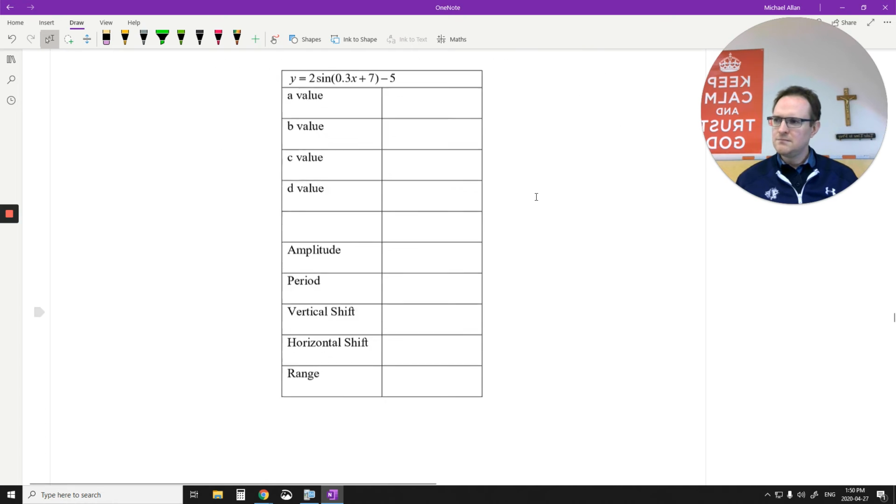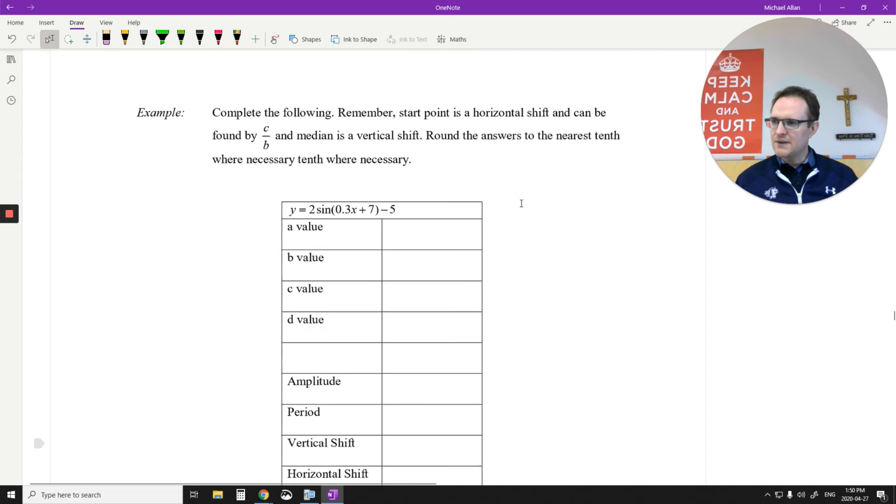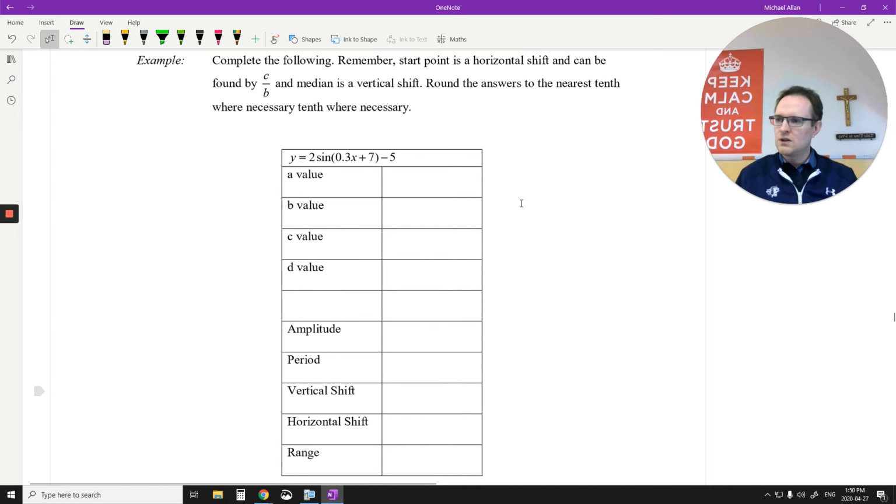Okay. Now there's two more questions here. For this one here, I just want to know what are all the values and what are all the things down here. So my A value is 2, my B value is 0.3, my C value is 7, and my D value is -5. So that's just reading right off here. Everything here is just written right off that one.